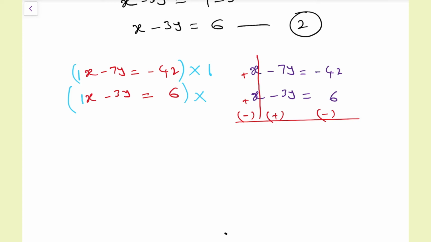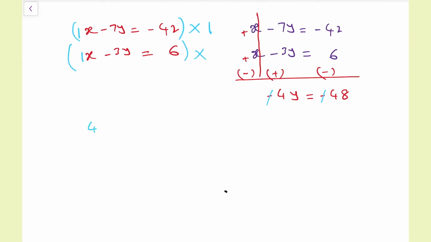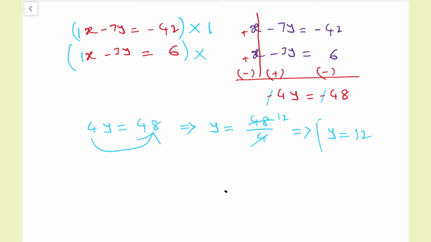Minus 7y plus 3y is minus 4y, equals minus 42 minus 6, which is minus 48. Left side minus symbol, right side minus symbol, both will get cancelled. Then we remain with 4y equals 48. Take 4 to the right side, so we get y equals 48 divided by 4. 4 ones are 4, 4 12s are 48. So the y value is 12.